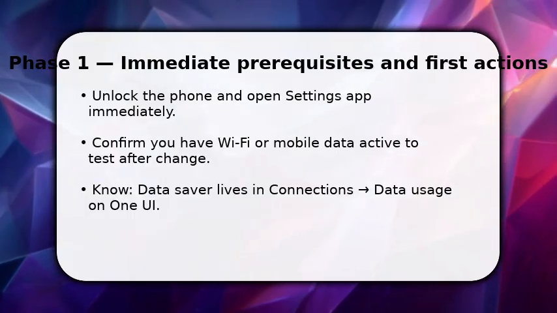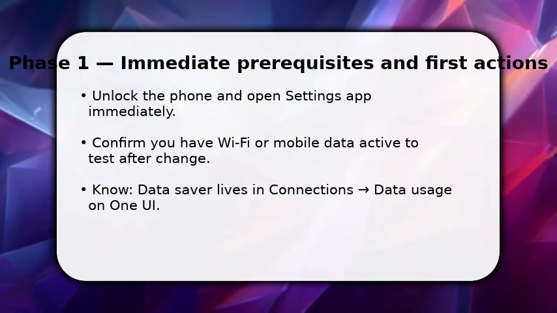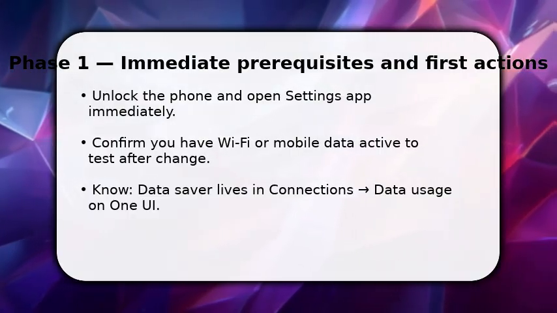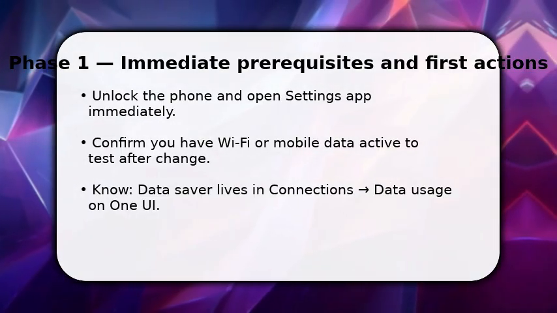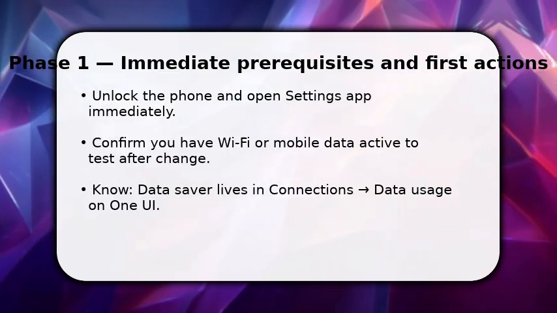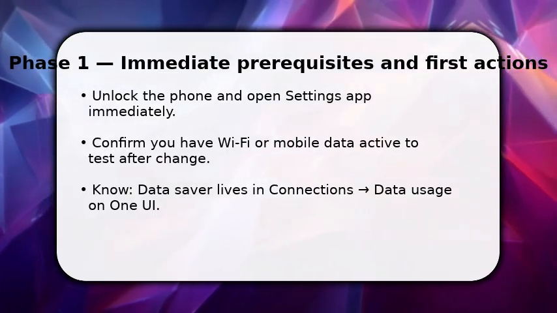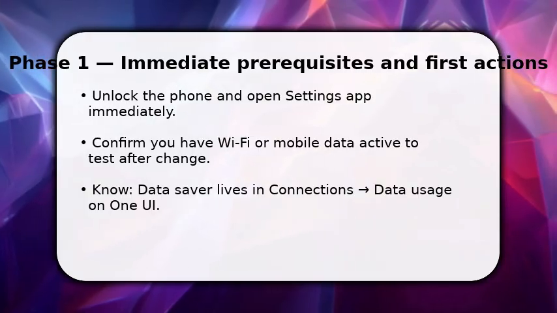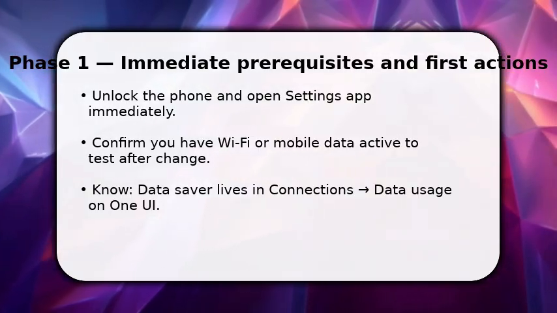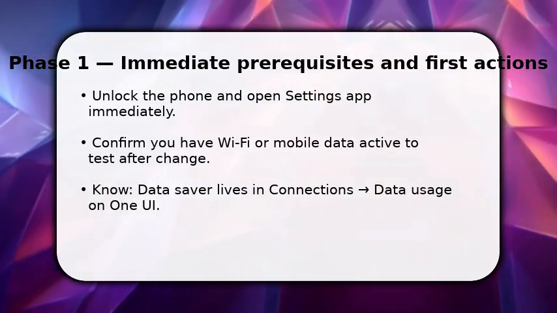To start now, unlock your Samsung A14 and open Settings. Once done, make sure Wi-Fi or mobile data is available so you can test connectivity after turning off Data Saver. Next, go to Connections. This groups all network controls. Then tap Data Usage to reach the Data Saver control.